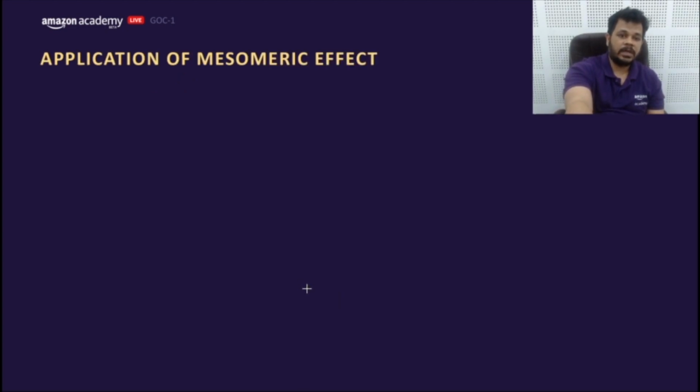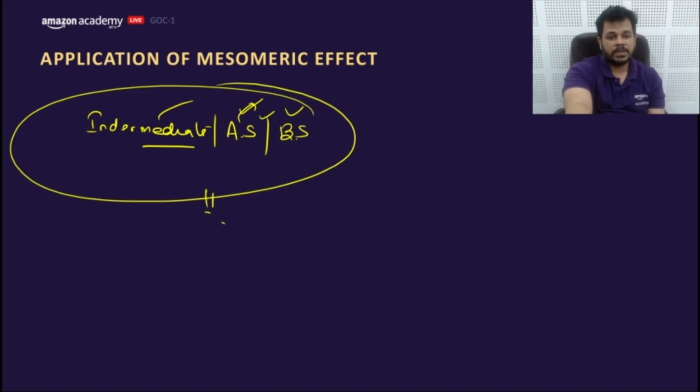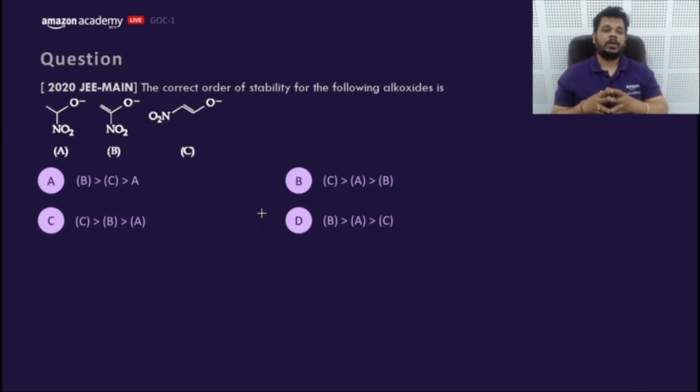Let's try to understand the application. We have studied application, that means you can compare the stability of intermediates. Let's try to understand through some questions. When comparing acidic strength, intermediate stability, acidic strength or basic strength, these all points we are going to study in GOC 2 through some beautiful questions. Let's try to understand the 2020 JEE Mains question. Question number 1, compare the stability of the following alkoxides.